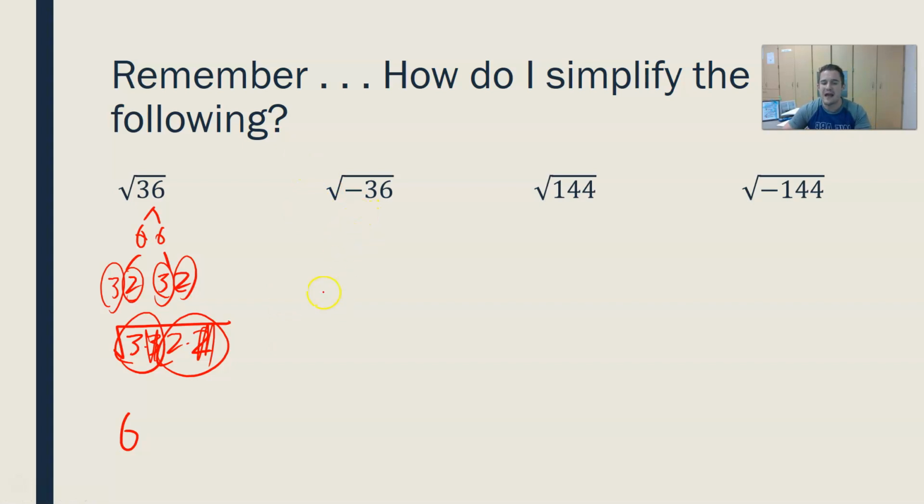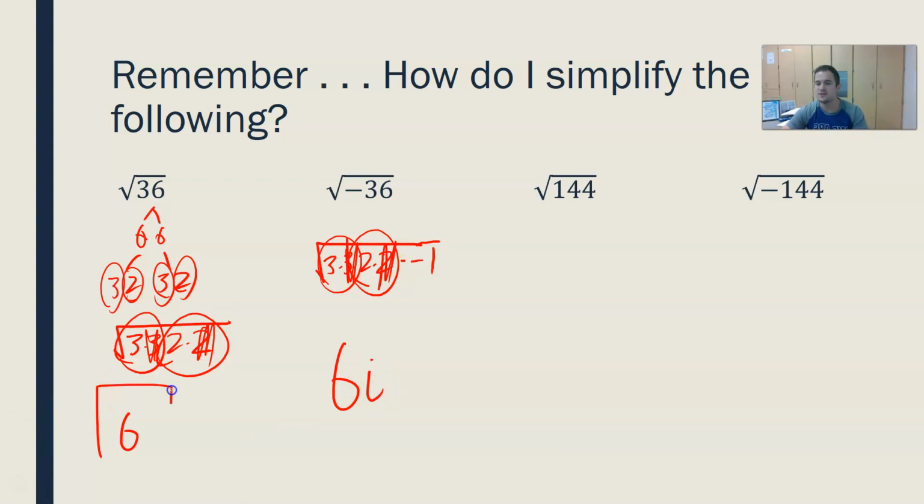The square root of negative 36, I have the same prime factors, 3 times 3 times 2 times 2, and I also have a negative 1. 3 times 3 times 2 times 2 times negative 1 will give me negative 36. Well, still these 3's and these 2's have to escape. 3 times 2 is 6. And then this negative 1 that's underneath the square root escapes as an i, or as an imaginary number. So the square root of 36 is 6. The square root of negative 36 is 6i.